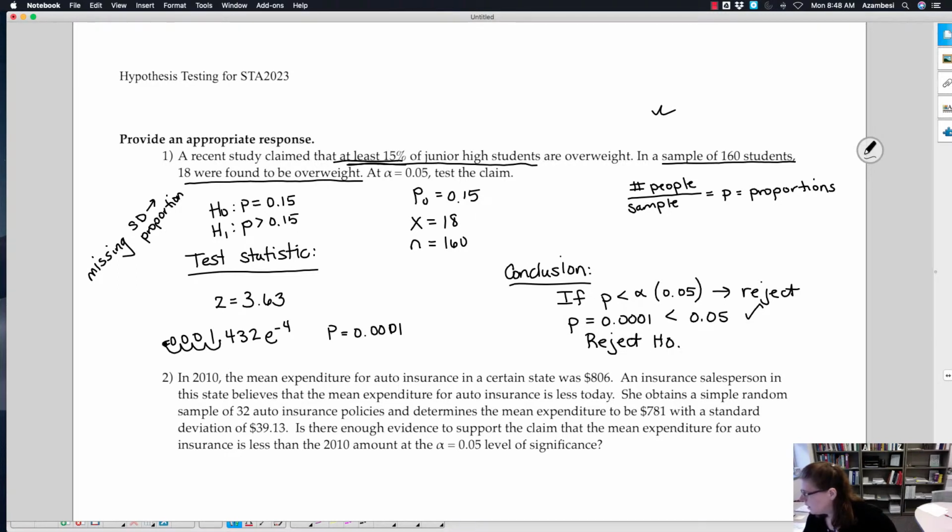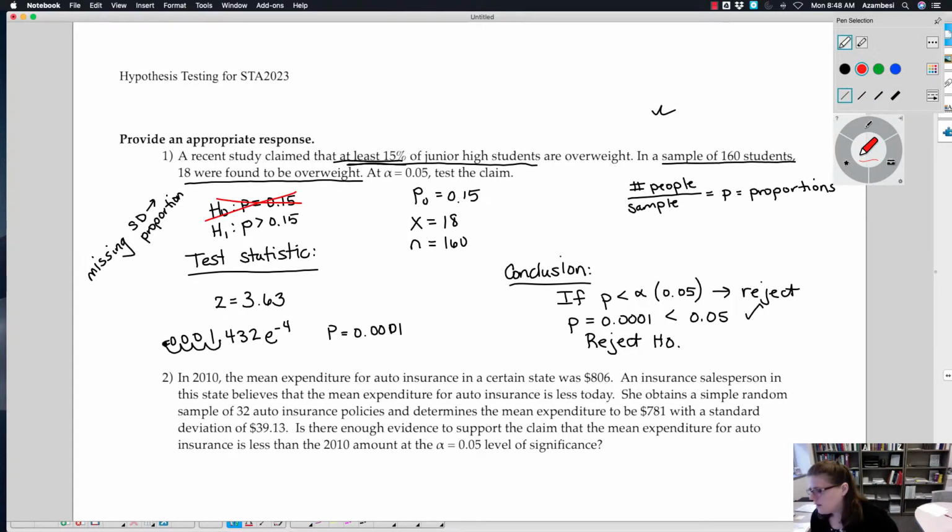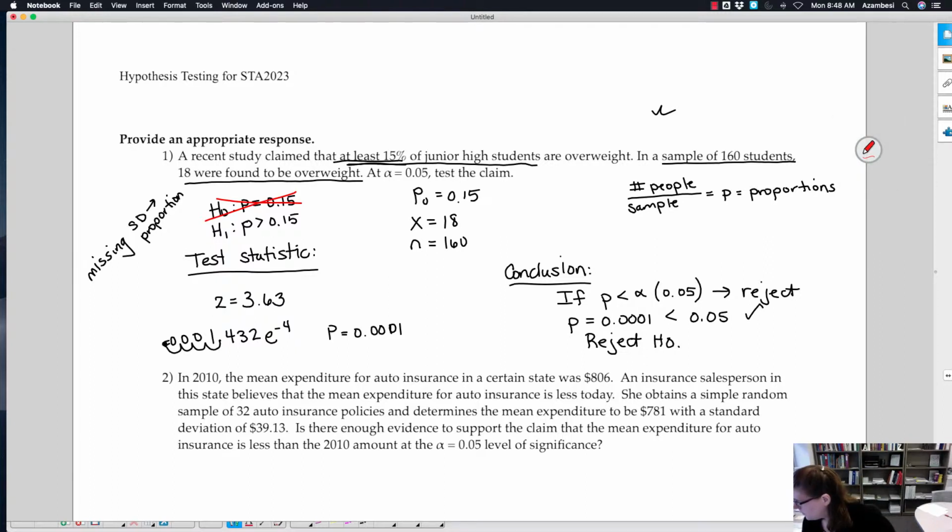And when we reject our null hypothesis, what we're saying is that this one is untrue. So we have evidence to support the claim. So there is evidence to conclude that at least 15% of junior high students are overweight.